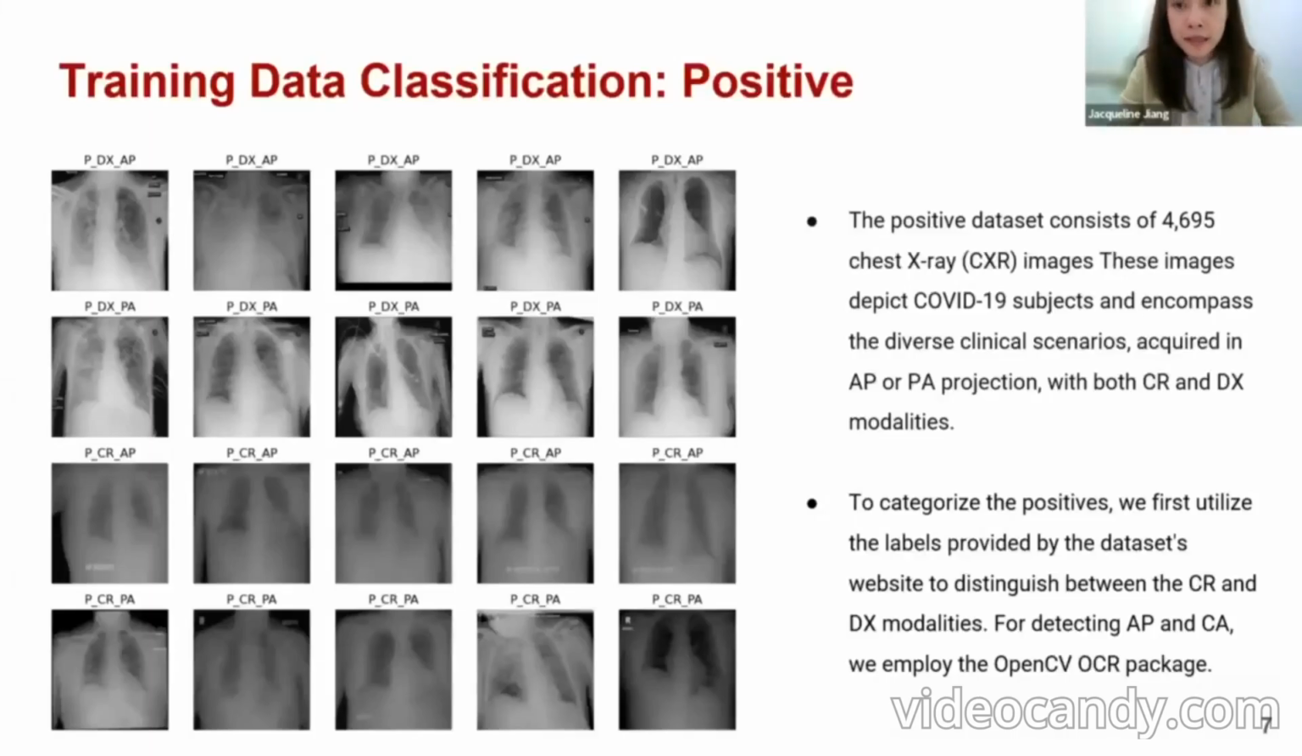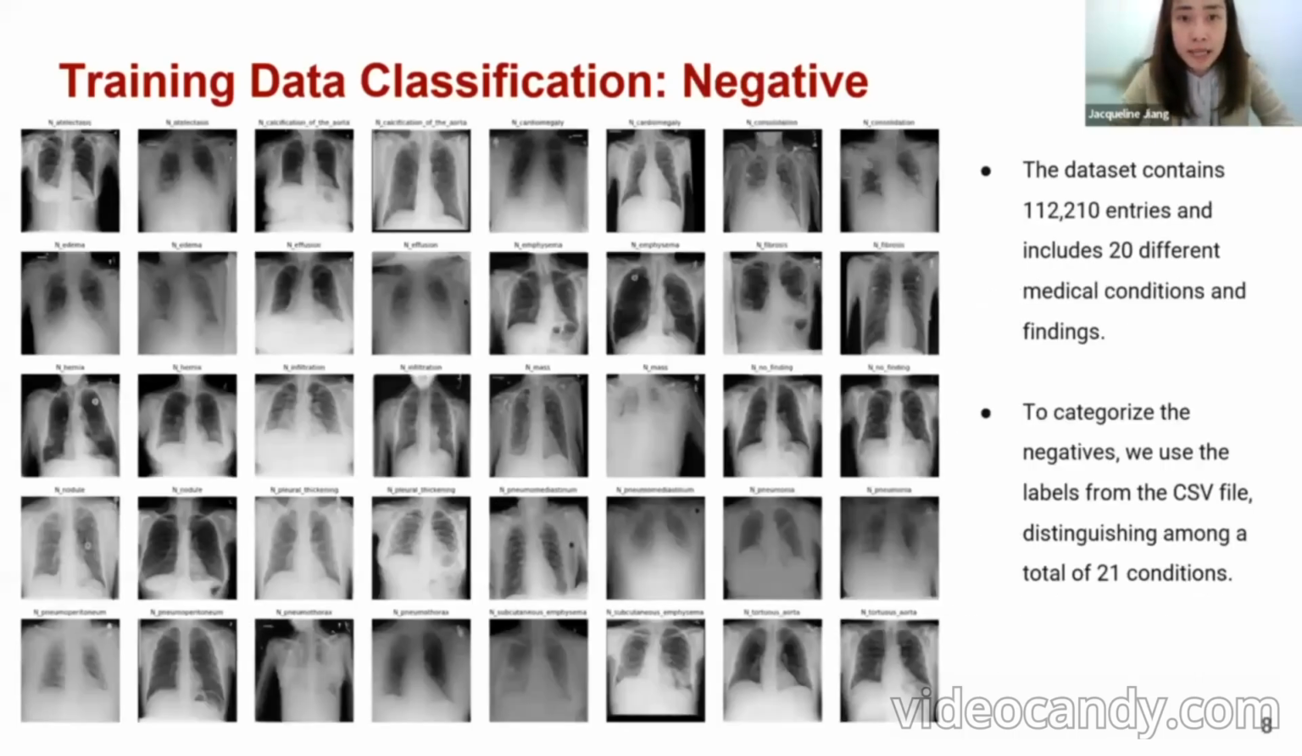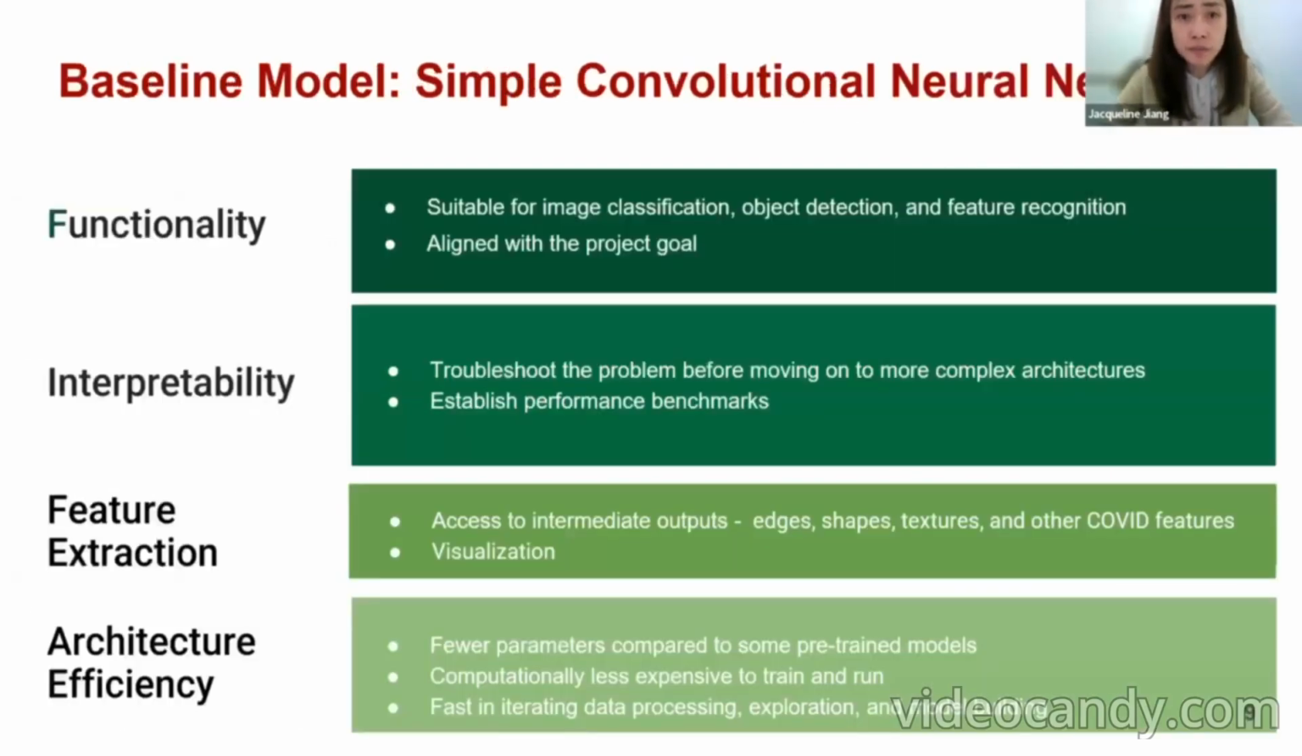Given the data complexity, we further categorized 4,700 positive training data into 4 subgroups based on modality and projection. Negative training data is about 3 times more than positive training data, and it is further categorized into 21 subgroups based on medical condition. The first model we explored was a simple CNN because it's easy to adapt, it provides intermediate outputs to detect the COVID features, and it was fast and efficient in changing architecture.